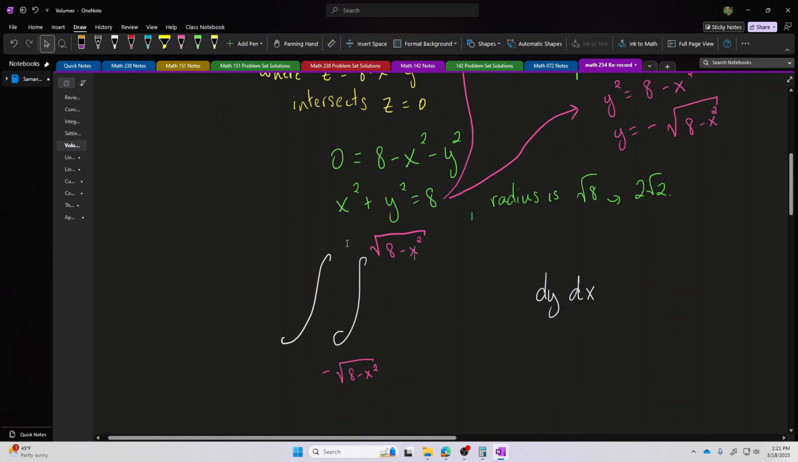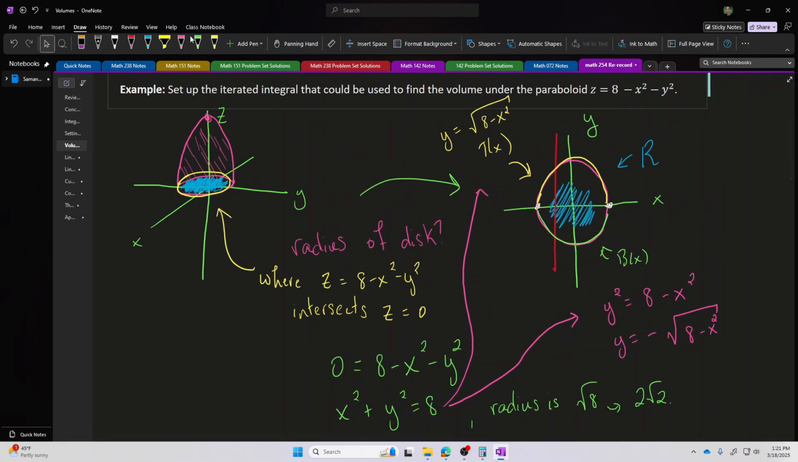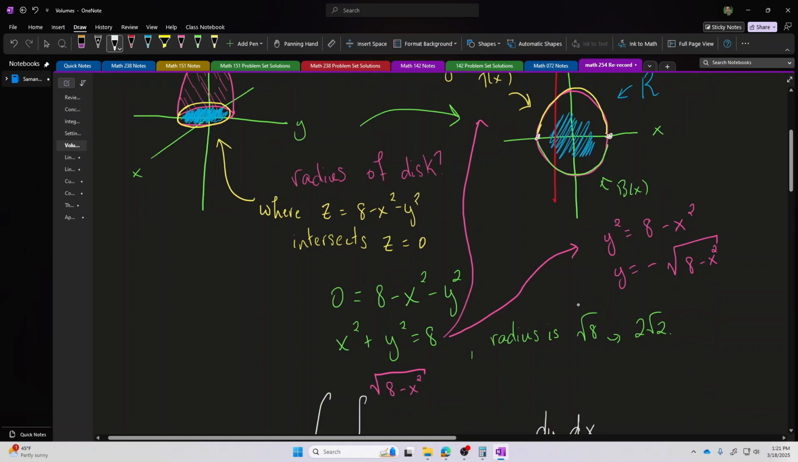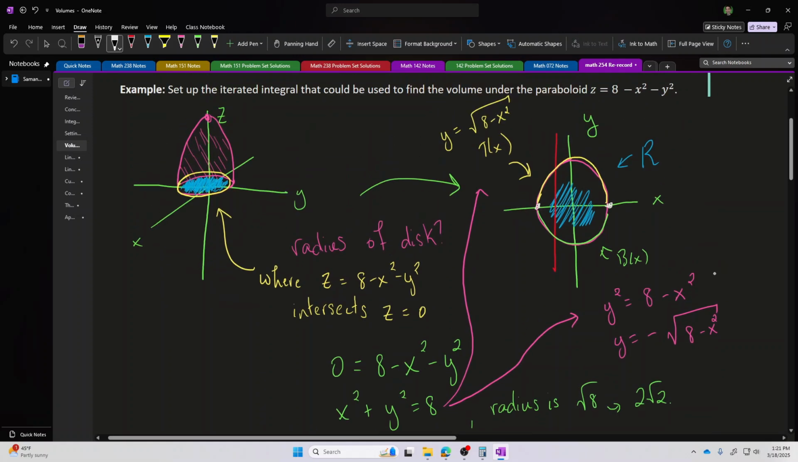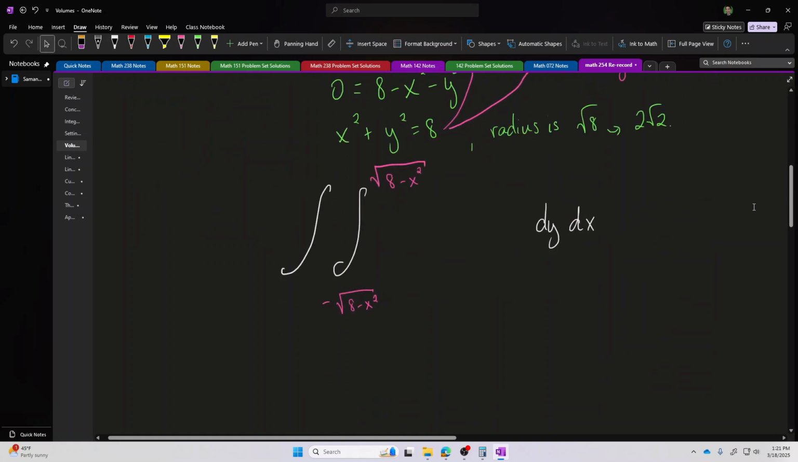Finally, my outer limits of integration have to be numbers. And specifically, they're going to be the numbers that correspond to the smallest and the largest x-coordinate of the region, which is going to be informed by the circle's radius. If the radius of this circle that we've drawn is square root 8, then that's going to be our largest x value. And the negative version of that is going to be our smallest x value on the other side. So those constants are going to be my lower and upper x limits of integration.